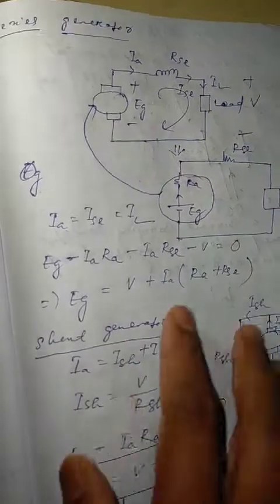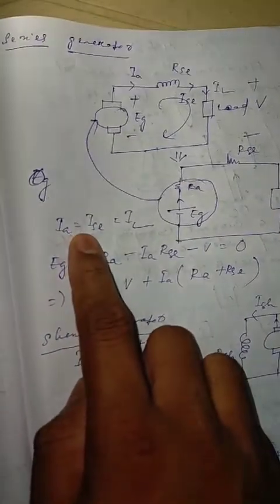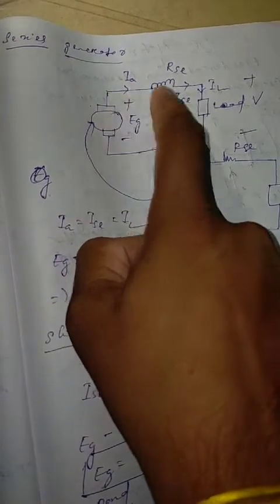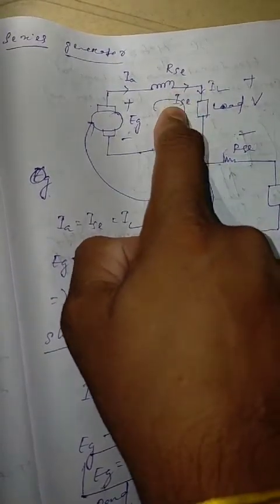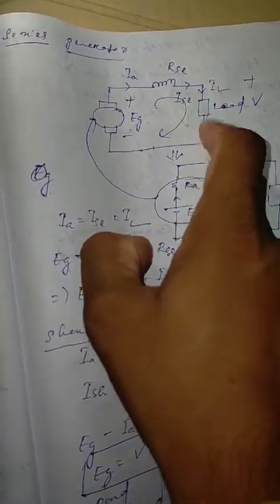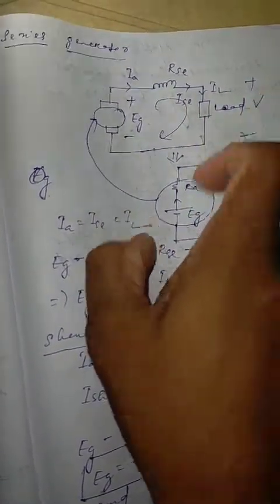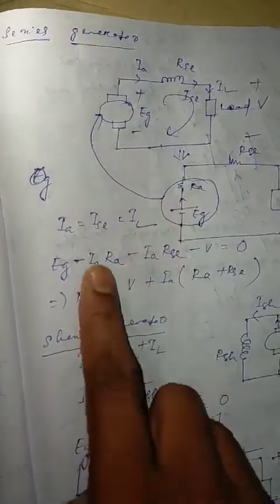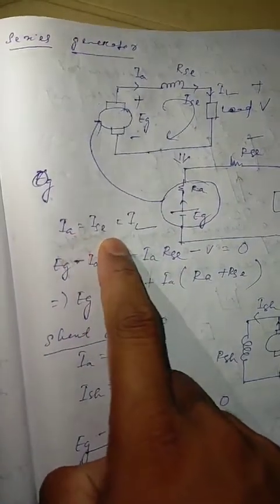So now we have to find out the value of, see, for this one: the armature current is IA, the series field current is given by IAC, and IL is the load current, where we are actually getting the output voltage or output current. So IA, the armature current, is the same as IAC, the same as IL. That is the first point.